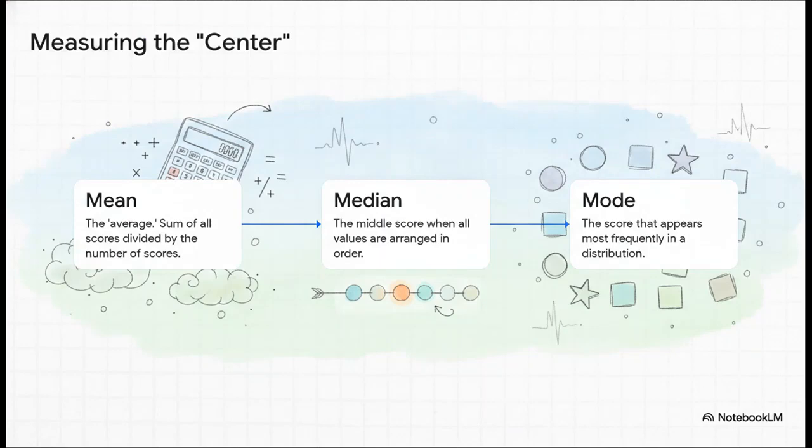But what's kind of cool is that there isn't just one way to find the center. There are actually a few. The three you'll see most often are the mean, the median, and the mode. The mean, that's just the good old-fashioned average you learned about in school. The median is literally the score in the dead center when you line them all up. And the mode, that's just the most popular one, the score that shows up more than any other.